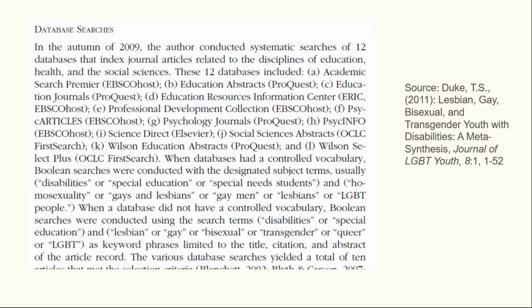So here's an example of a search strategy description from Dukes' review of literature on LGBTQ youth with disabilities. They searched 12 databases. You can see them all listed there in A's, B's, C's, and D's. And then they noted that the databases either did or did not have a controlled vocabulary, which meant the subject terms that they used, those keywords, differed by the databases. And so they had to conduct their searches differently depending on the database.